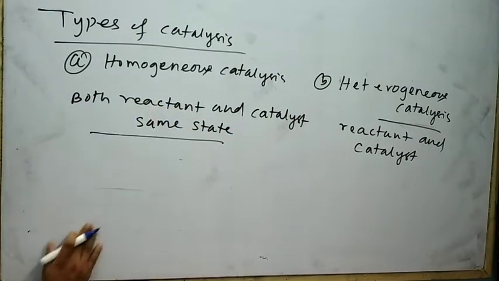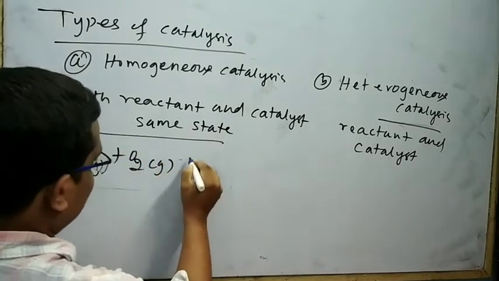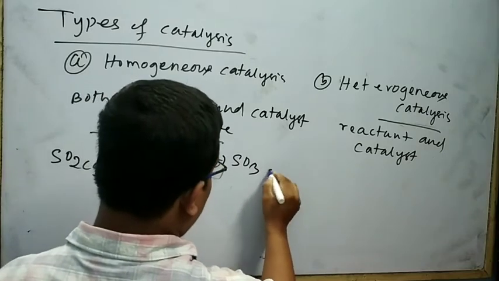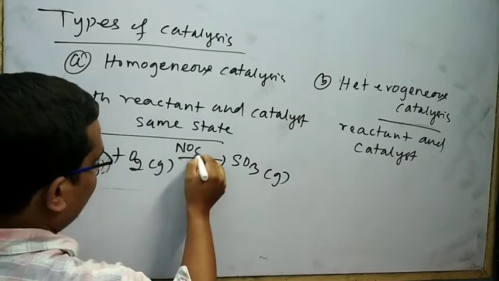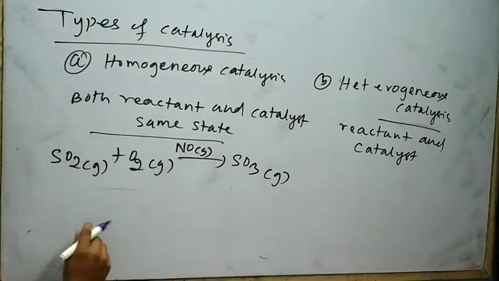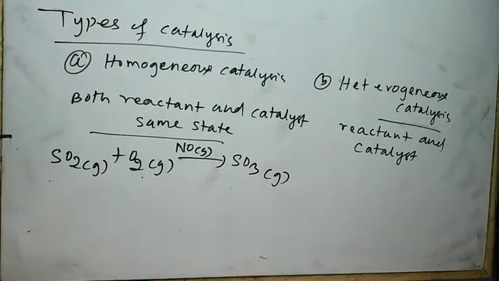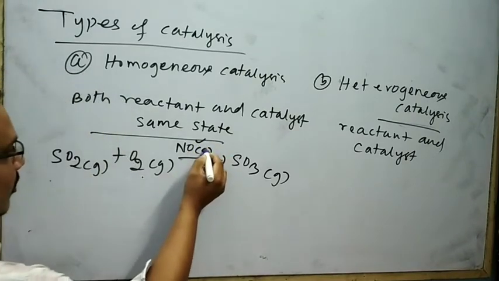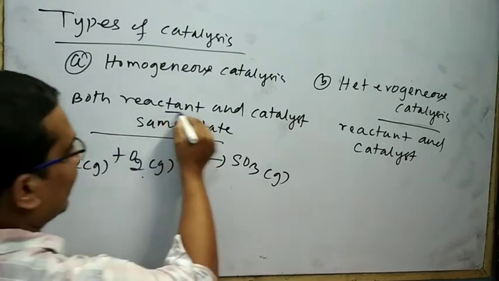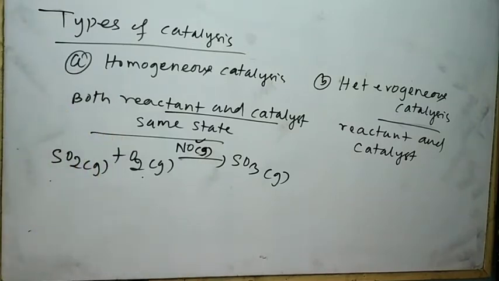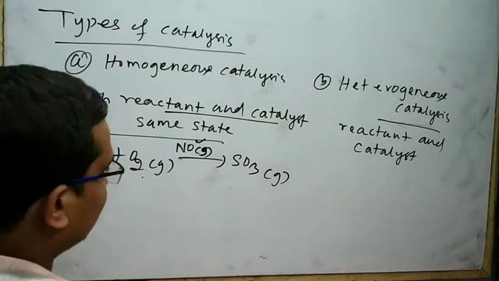Now I will take an example. SO2 gas plus O2 gas gives SO3 gas. It is done in the presence of catalyst NO, which also belongs to gaseous state. Look at that. In this case, both the reactants SO2 and O2 and also the catalyst NO belong to gaseous state. That means in this case, both reactant and catalyst are present in the same state. So this reaction is called homogeneous catalysis.